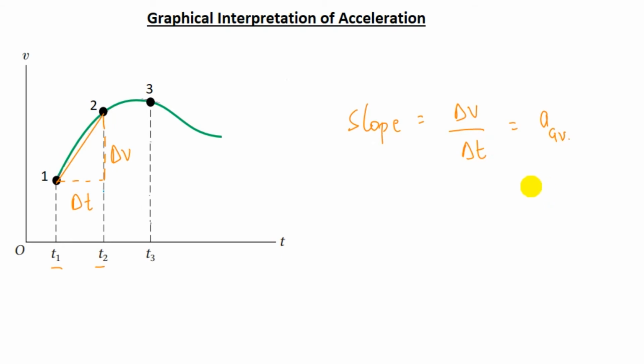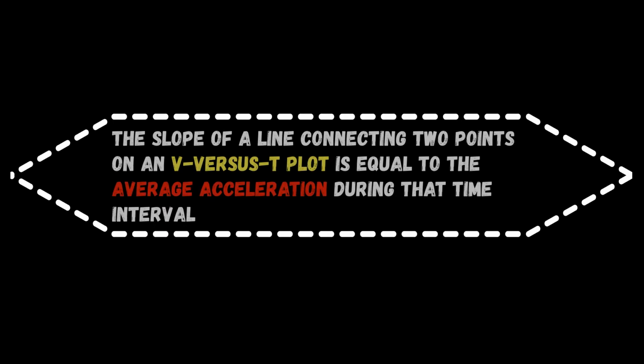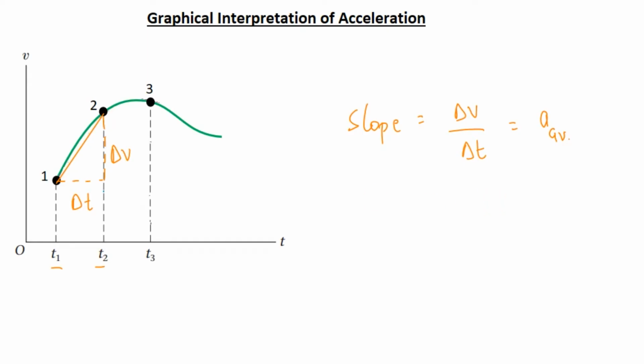So we can conclude that the slope of a line connecting 2 points on a v versus t plot is equal to the average acceleration during that time interval. Now next we can also find the instantaneous acceleration by using this VT graph. Now instantaneous acceleration is defined for an instant. So let this be the instant time t3, and we have to find the instantaneous acceleration at point 3, this one.